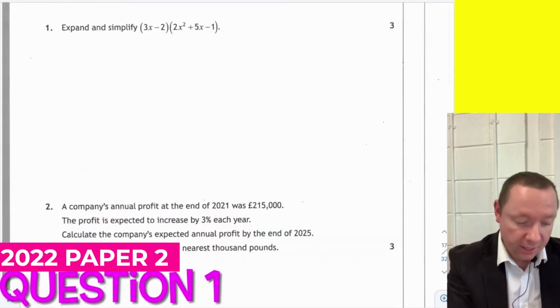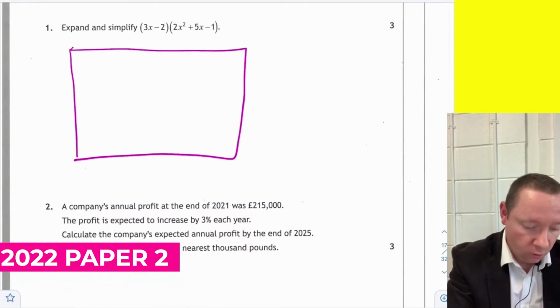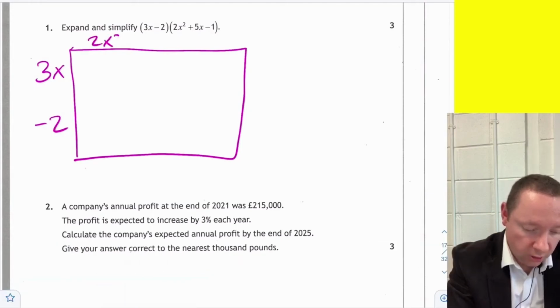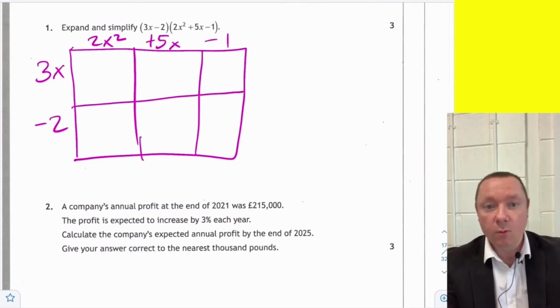Expand and simplify. I'll do this in my usual way by drawing a box. On one side goes one bracket, 3x take away 2. And the other side we've got 2x squared plus 5x take away 1. Also, there's lots of ways to do this. I'm just trying to get all the ones correct.